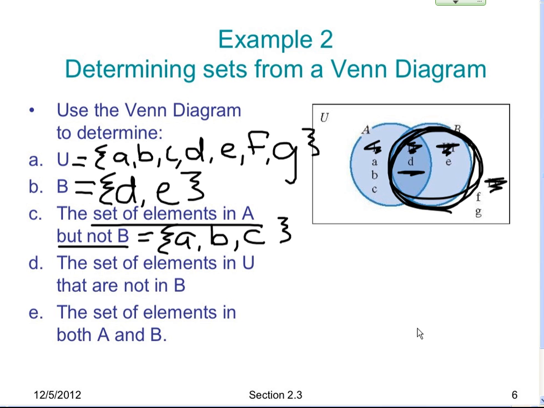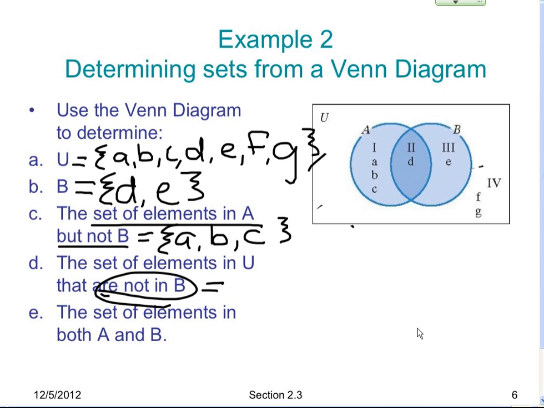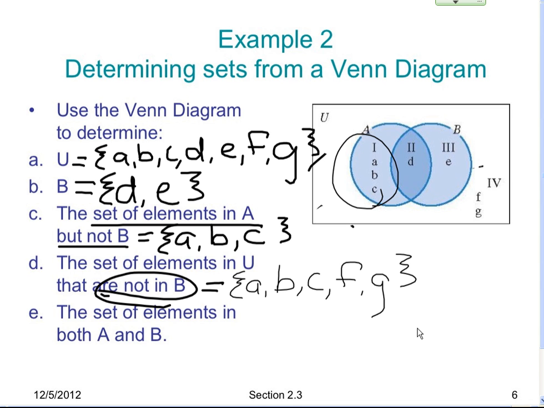In the universal set that are not in B, be careful again, it is possible to be in set A. So in the universal set but not B, that would be anything that's outside of B. So anything that's outside of B, we have A, B, and C are not in B, and F and G are also not in B.